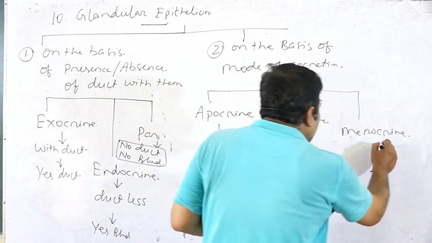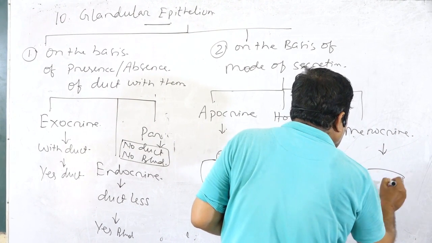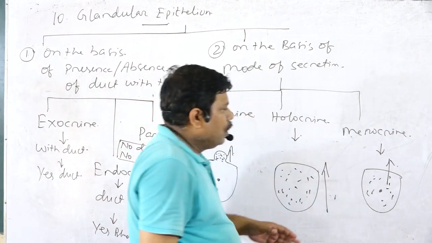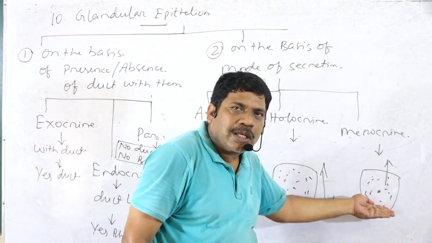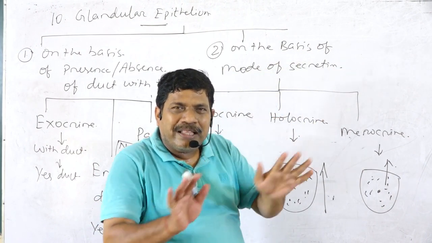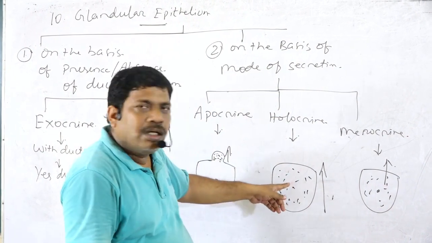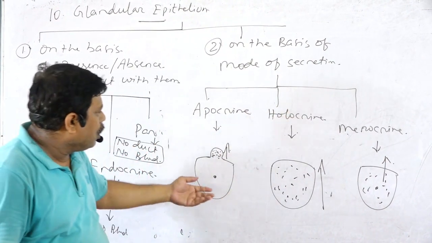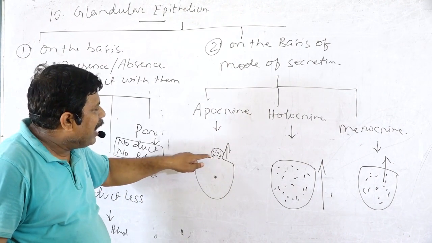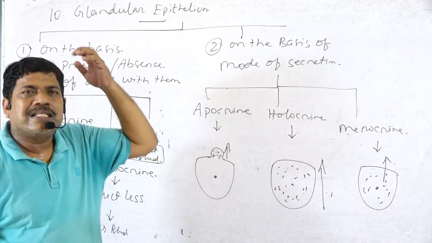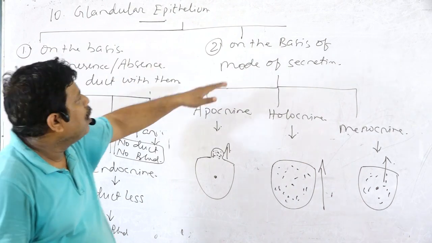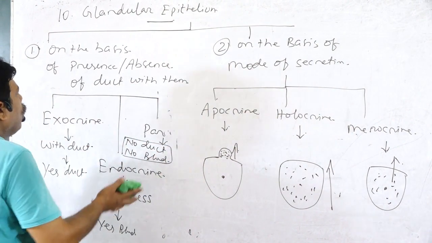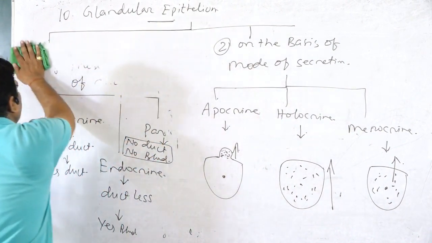And in merocrine, only the secretory substance has to be secreted out. Here only the secretory substance has to be secreted out, and the cell remains intact. Here the secretory substance along with the entire cell is secreted out. Here only the secretory substance along with its apical part is secreted out. So on the second basis, mode of secretion, it is apocrine, holocrine and merocrine.